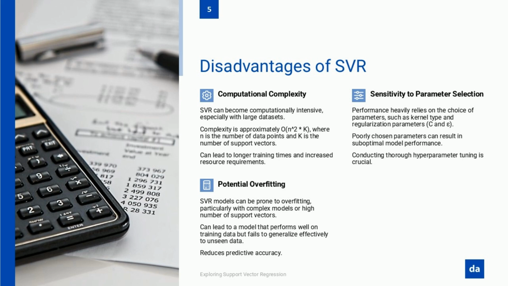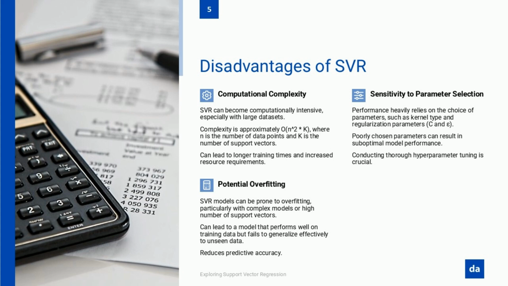While support vector regression is a powerful and versatile tool, it is not without its challenges. Like any machine learning model, it has certain limitations that can make it difficult to use in some situations. Understanding these drawbacks is just as important as recognizing its strengths, because the key to using SVR effectively lies in knowing when and how to apply it.